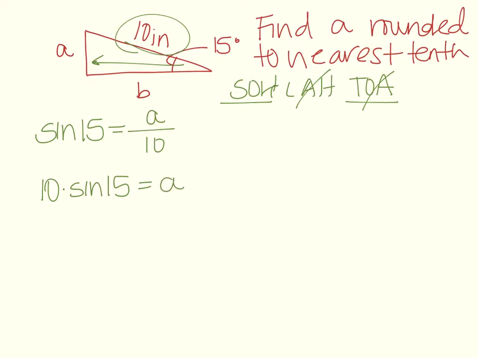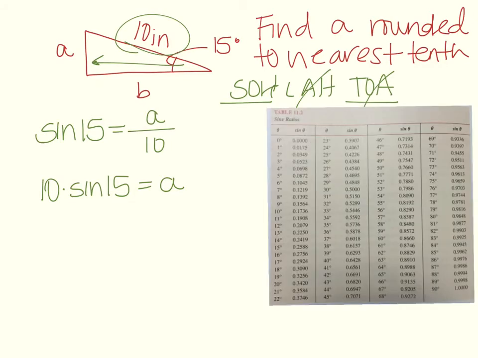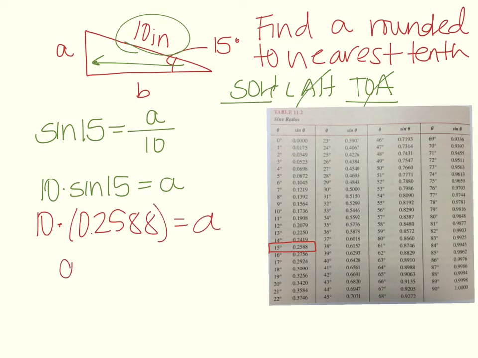So let's look back at that diagram, or that table from page 500. So looking at this table, we want sine of 15. So if I look over here, 15 is right there, so I'm going to use that. So I have 10 times 0.2588, and that's going to equal A. And if I multiply that by 10, I get that A is 2.588.